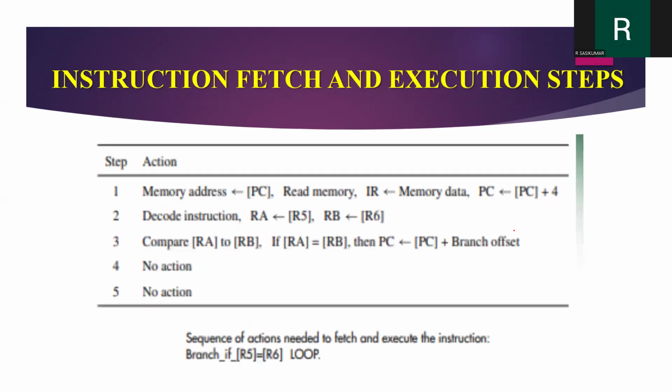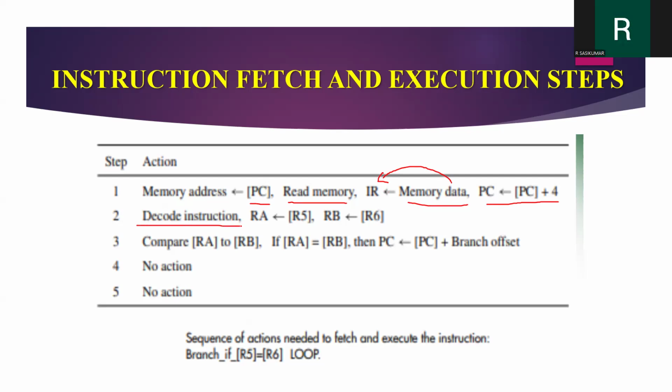Another example: how to execute the branch instruction. Again, the first step is mandatory for all instructions. The program counter applies the address to the memory address register. Once the address is moved on, it performs the read operation. After the read operation, the corresponding data, which is the instruction, will be transferred to IR. Once the instruction is moved on to IR, the program counter will be incremented by 4. Now the program counter points to the address of the next instruction. The role of IR is to analyze and decode the instruction.